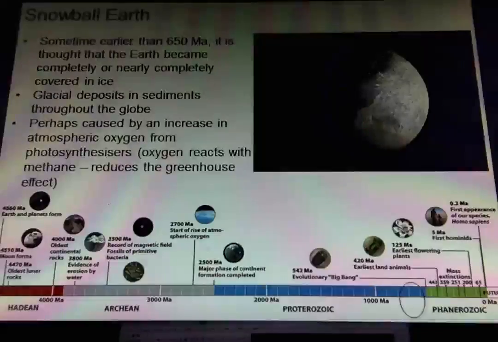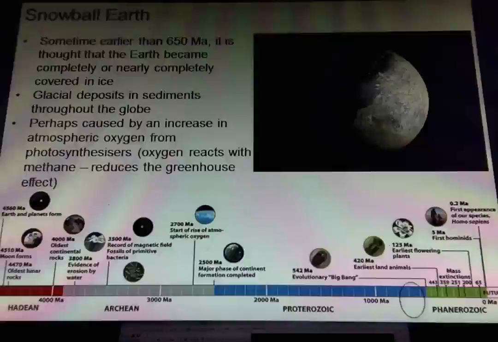Sometime earlier than 650 million years ago, it's thought that the entire planet was either completely or almost completely covered by ice. 650 million years ago, we know that there is evidence for glacial deposits even in the tropics. Material that is only left behind, and in a pattern of deposits, that is only done by the actions of glaciers. Evidence of this even occurring in the tropics 650 million years ago. So sediments deposited by glaciers right the way throughout the planet.